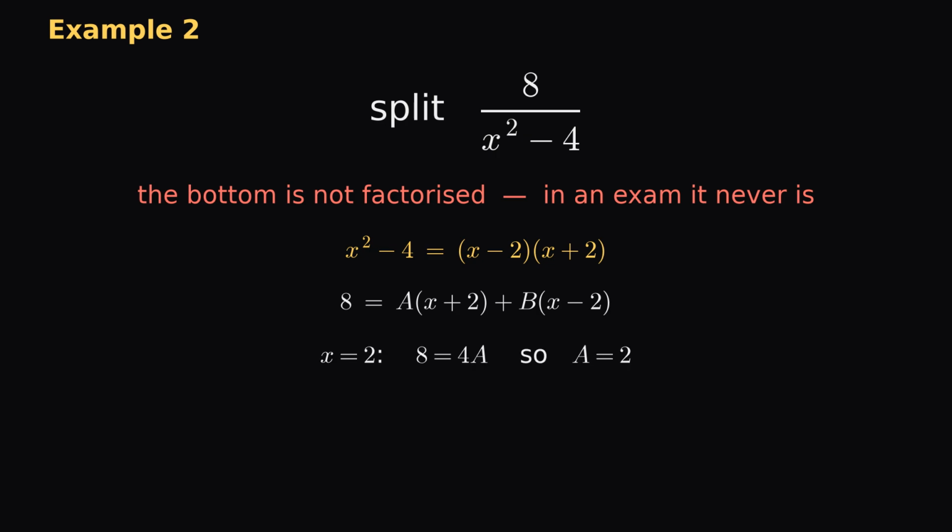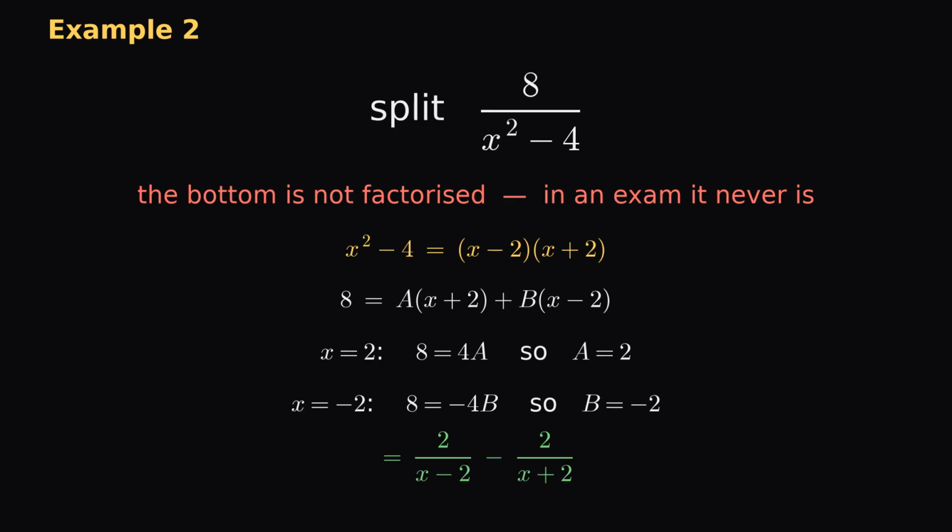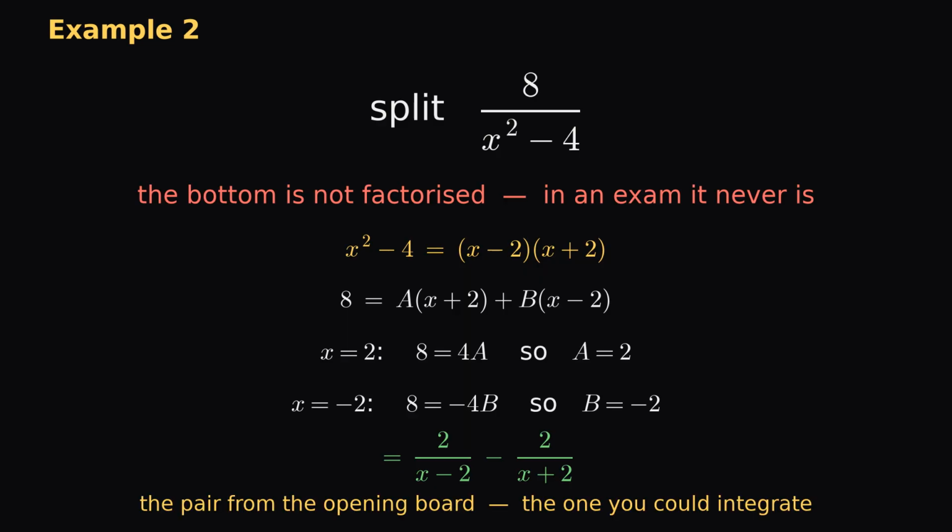Put x equal to 2. 8 equals 4a, so a is 2. Put x equal to minus 2. 8 equals minus 4b, so b is minus 2. 2 over x minus 2 minus 2 over x plus 2. And that is the pair from the very first board. That is the one we said you could integrate. Also worth noticing, the top here was just a number, and it changed nothing.